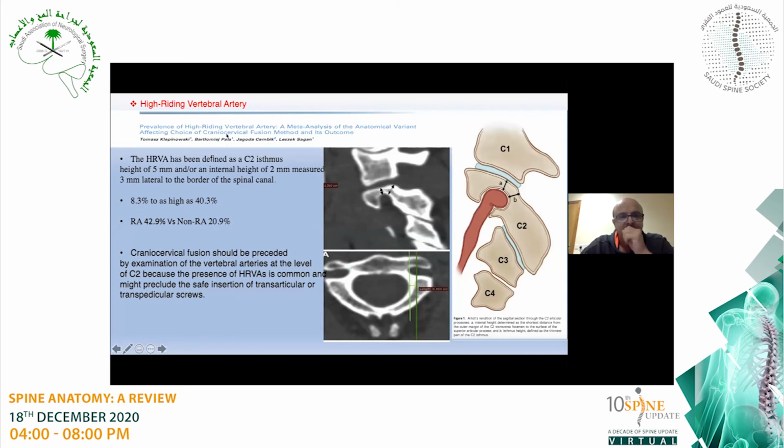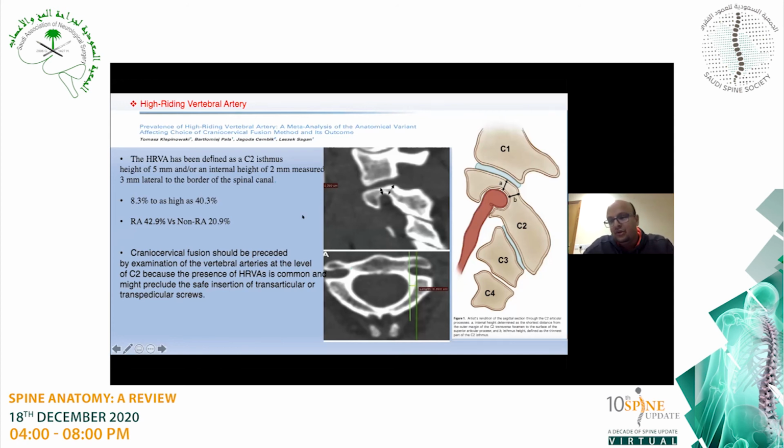In this study, they divided the patients into two groups, those with rheumatoid arthritis versus non-rheumatoid arthritis patients. Patients with rheumatoid arthritis have a very high incidence, up to 42 or 50%. The average is 20%. As we can see here in a CT, the transverse foramen is really wide. The distance of the internal height is small, and the isthmus is also short. And on the axial, you can see a very wide transverse foramen.